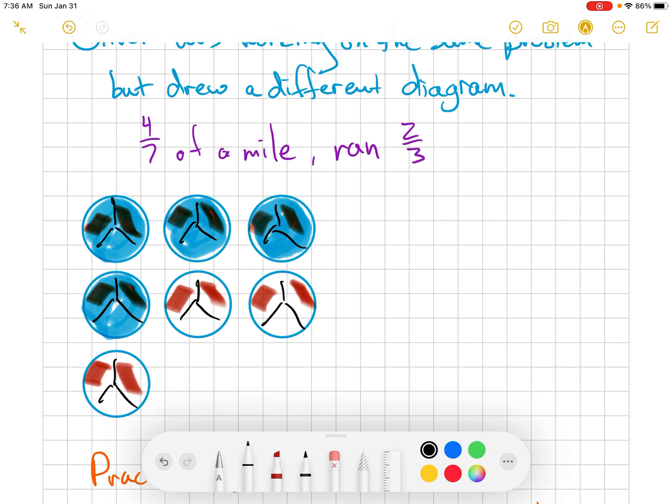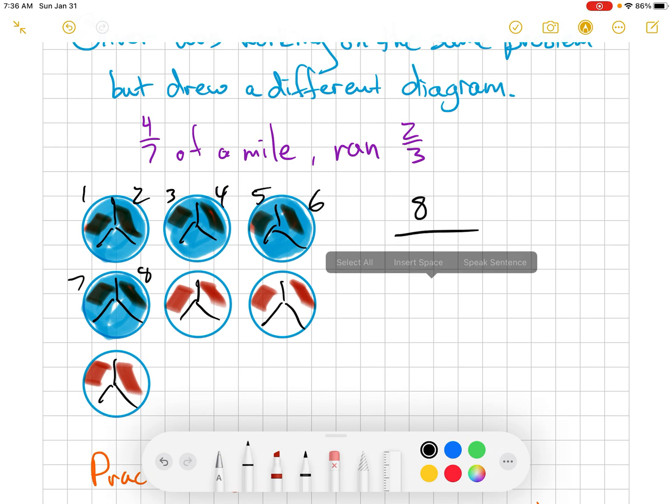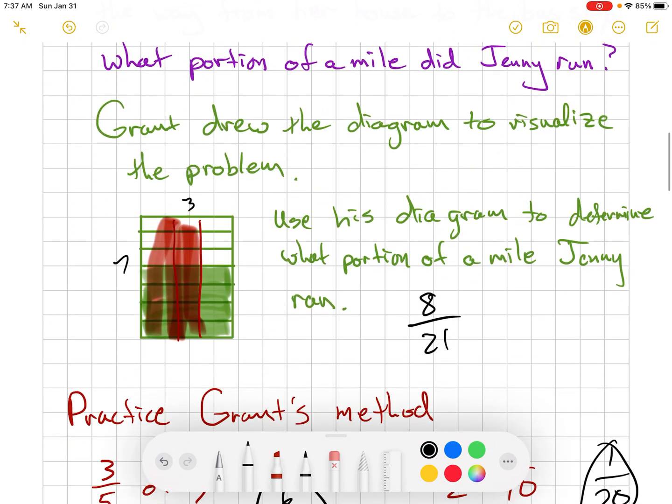How many are double shaded, shaded with the 4/7 and the 2/3? 1, 2, 3, 4, 5, 6, 7, and 8. So we have 8 out of how many pieces? Well, we have 3 for each one, right? So we have 3, 6, 9, 12, 15, 18, 21. 8/21. And that's the same answer that we got up here, right? That just verifies it, but this shows a different way to do that.